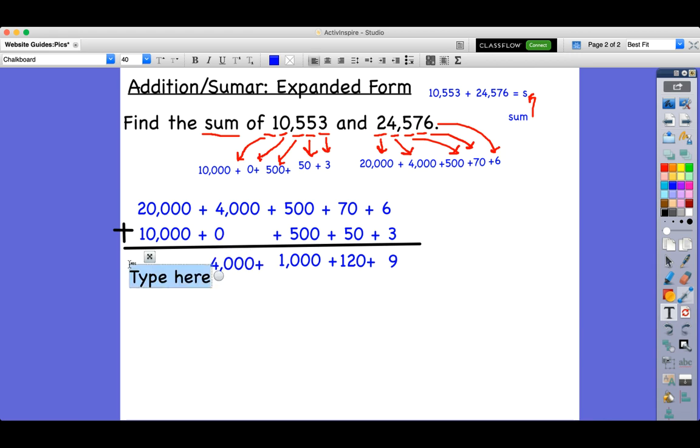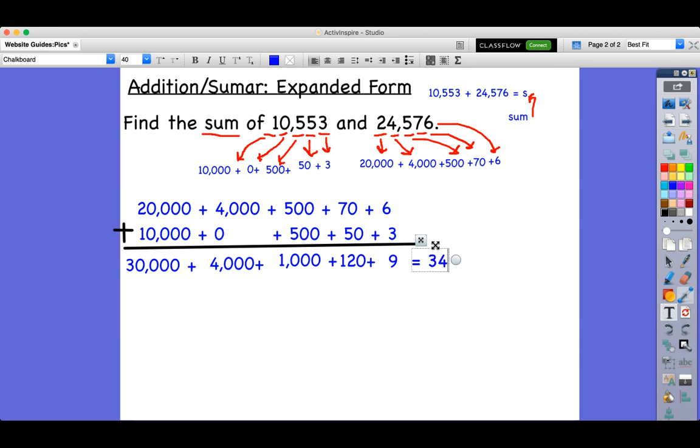And 10,000 plus 20,000. What I do here is I think, well, I know 10 plus 20 is 30. And all the other numbers are zeros in that number, so they're going to stay the same. So 10,000 plus 20,000 equals 30,000, kind of like 10 plus 20 equals 30. So now I have my sum in expanded form, and I want to figure out what it is in standard form. So I can just add up my numbers like this.